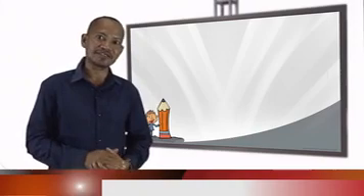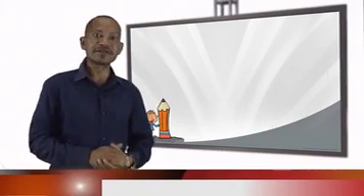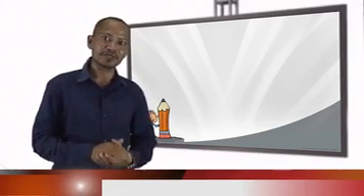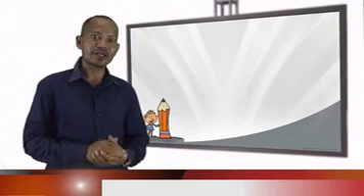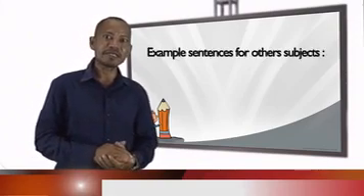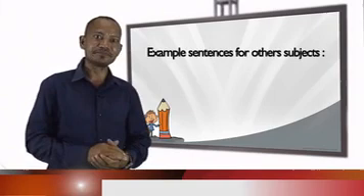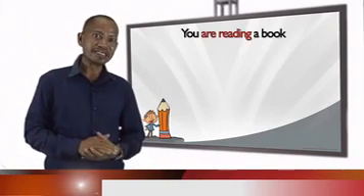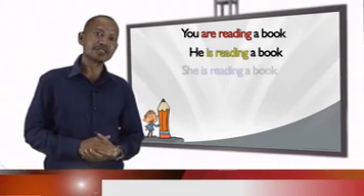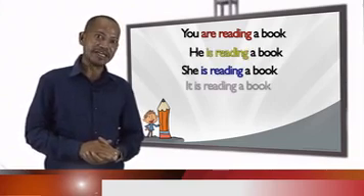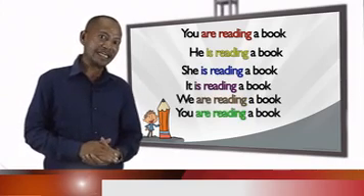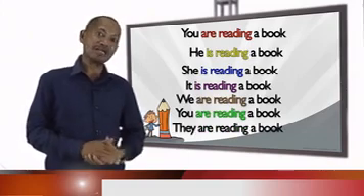So in full, aside from the first positive sentence with I as the subject, let's also look at the positive or affirmative sentences in the present continuous tense with other subjects, as in the following. Please listen to me saying them. You are reading a book. He is reading a book. She is reading a book. It is reading a book. We are reading a book, you are reading a book, they are reading a book.